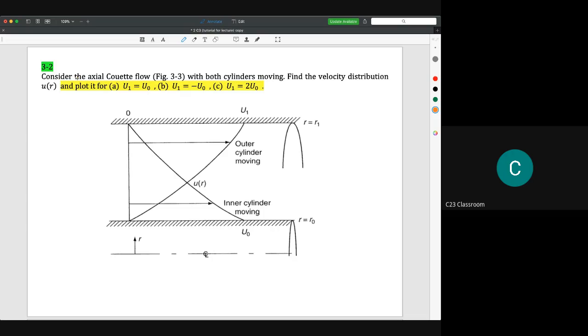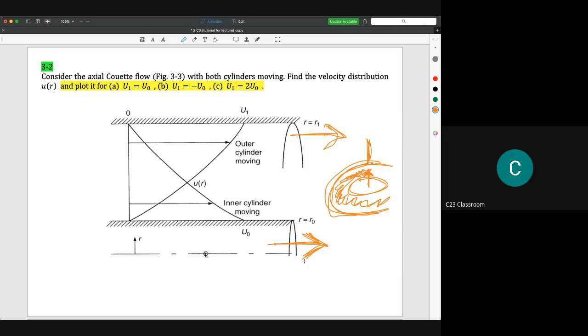question number 3.2. So consider the axial Couette flow, with both cylinders moving. The idea is we have a cylinder here and another outer cylinder here, and the fluid will remain in the middle. However, both of these cylinders are moving. I'm sorry, I'm drawing this in vertical. It's actually horizontal like this. So this cylinder is moving at a certain velocity, and the middle cylinder is also moving at a certain velocity.